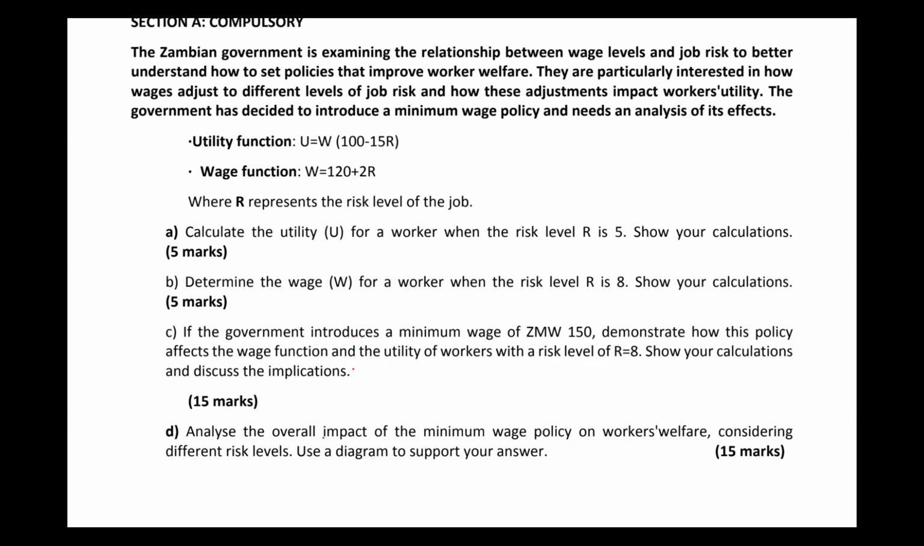This is our wage. But the minimum wage is now set at 150, which is higher, right? So the person will now earn 150. Minimum wage is higher at this point. So what is going to happen to their utility?